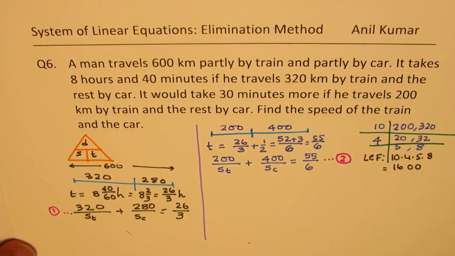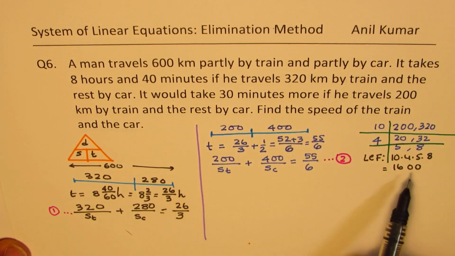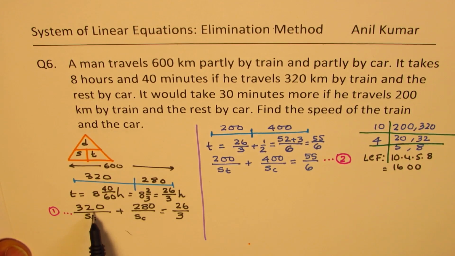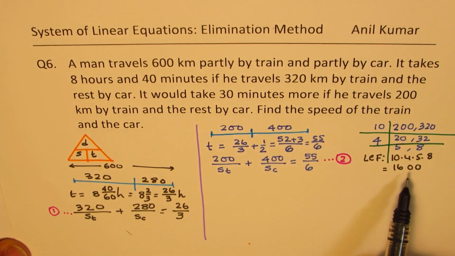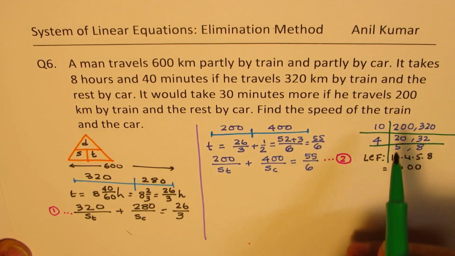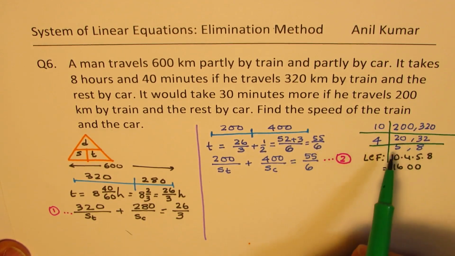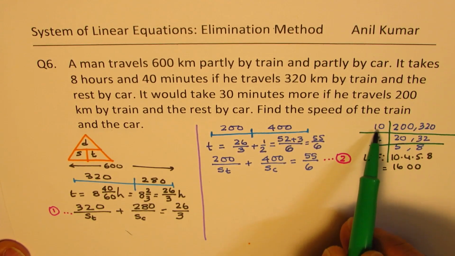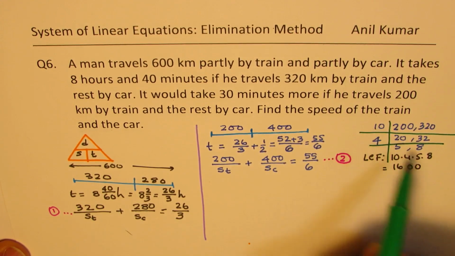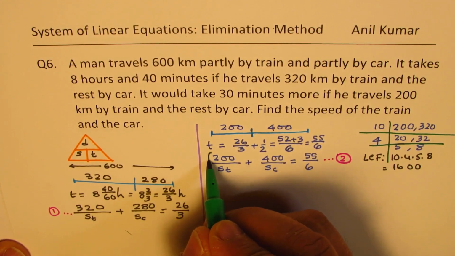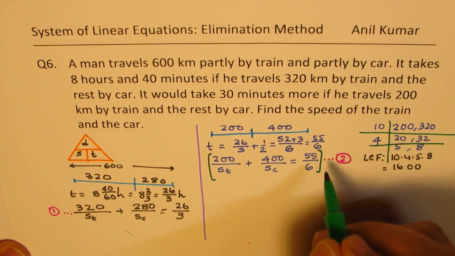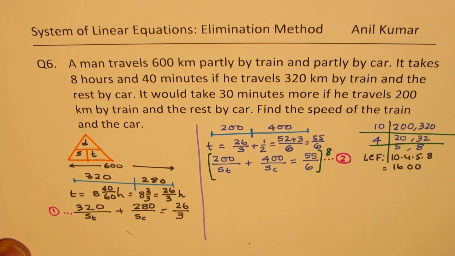Now the idea is to multiply these equations so that 200 becomes 1600 and 320 also becomes 1600. Clear? Okay. Let's see what is the factor by which we can multiply them. So looking into this, 200 is an easy calculation. Let me show you how. 4 times 5 is 20, 20 times 10 is 200. So we are left with 8.